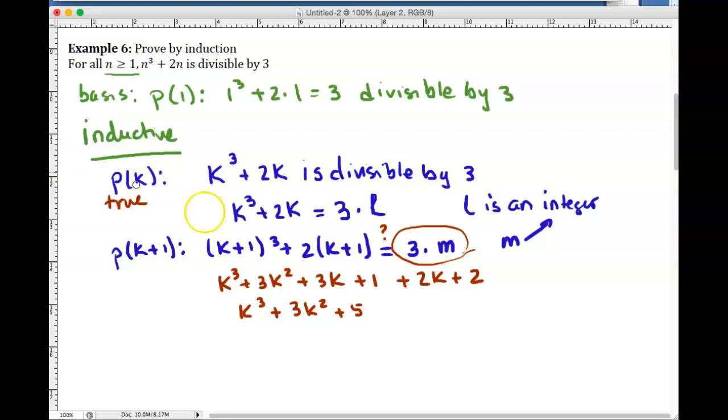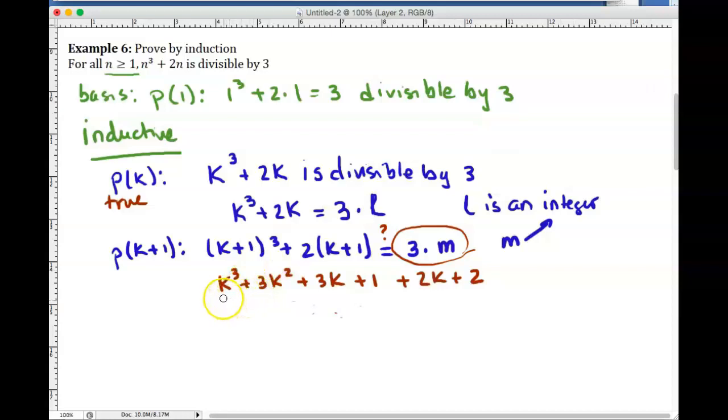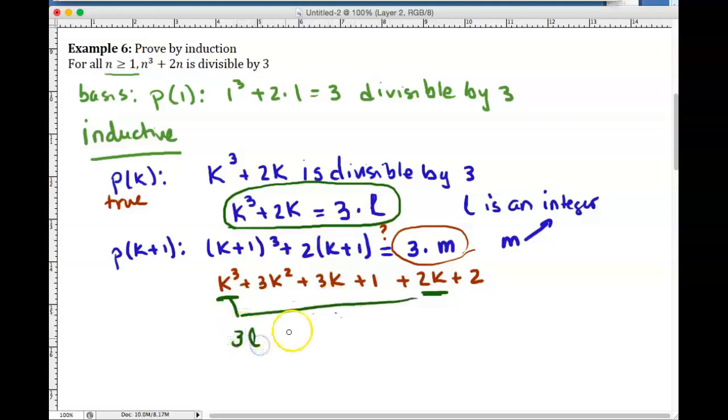No, let's not do that. We need to look at our problem a bit closer. I think I can spot what I need to do here. Probably you do too. I noticed that I have a k cubed and I have a 2k, right? And I've seen these before, because in the Pk statement, k cubed plus 2k equals 3L. So that's where the substitution comes in. So these get replaced by 3L, 3 times an integer.